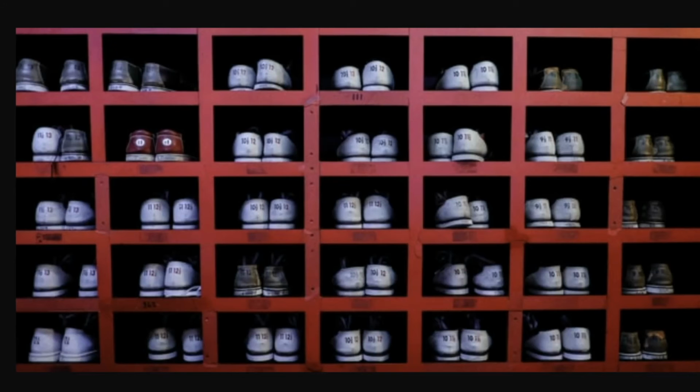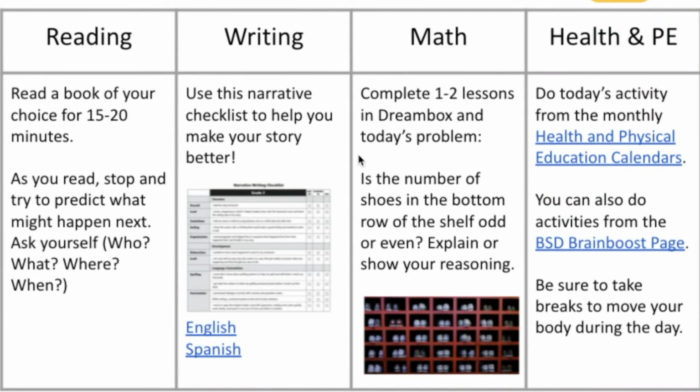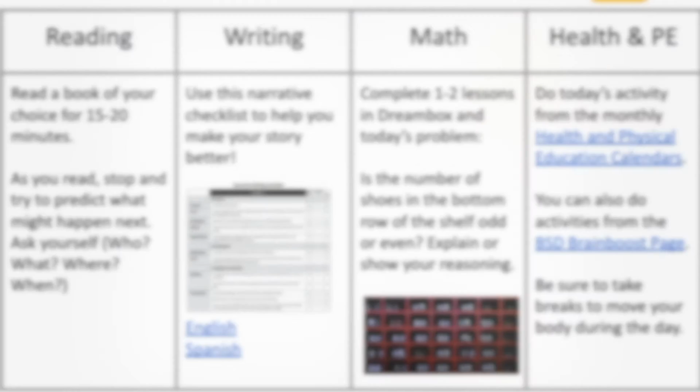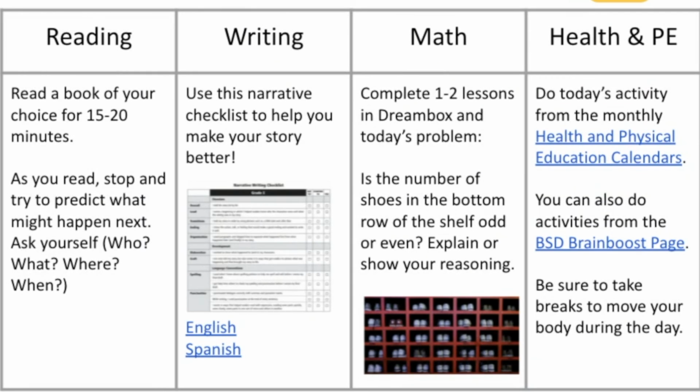So this is the picture that we want to have in our heads when we listen to today's problem, which is right here. Is the number of shoes in the bottom row of this shelf odd or even? Explain or show your reasoning. The number of shoes in the bottom row, is it an odd number of shoes or an even? All right. Do your very best thinking, get your answer, and remember to explain how you know, your reasoning and your thinking.